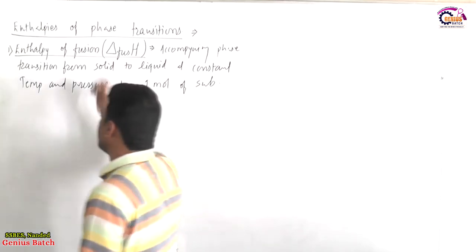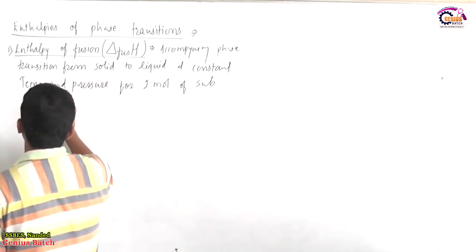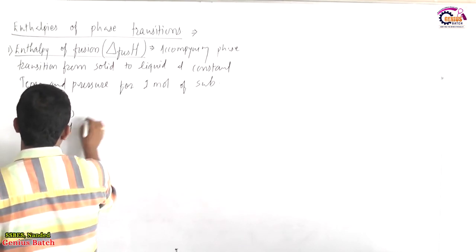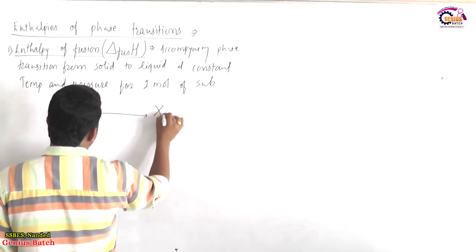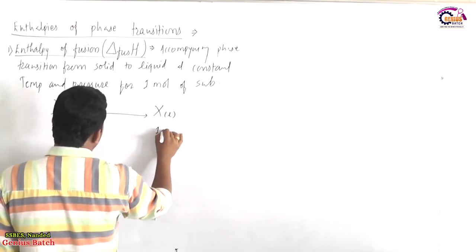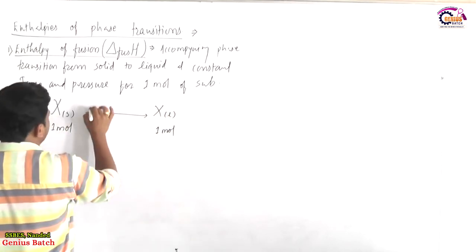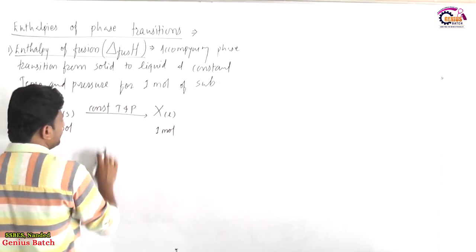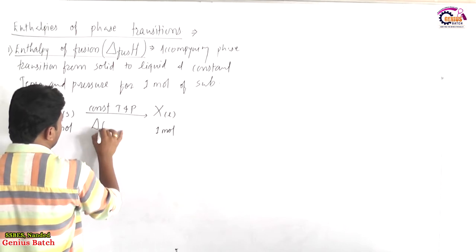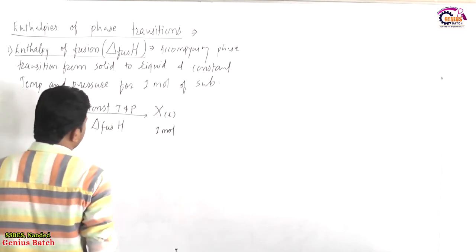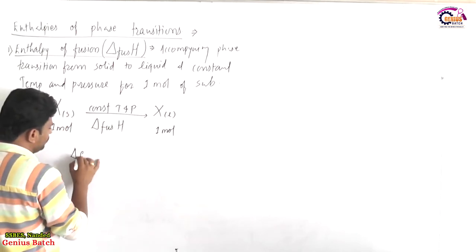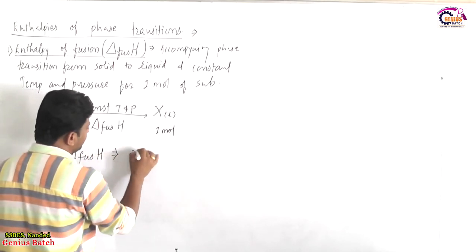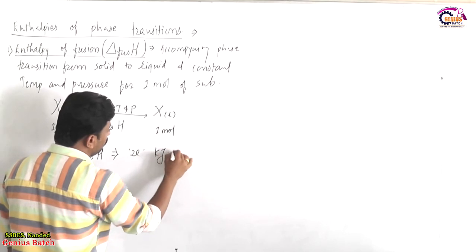Okay. When we start to represent the process, let us say X is the material substance which is solid and by quantity it is 1 mole. It is converted to X liquid, again by amount 1 mole, and the conversion is conducted at constant temperature and pressure. Then the corresponding enthalpy change is called enthalpy of fusion, and this enthalpy of fusion for this material substance will be given as a certain X kilojoule per mole.